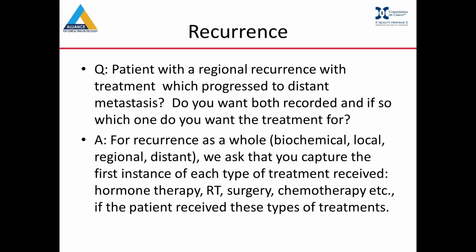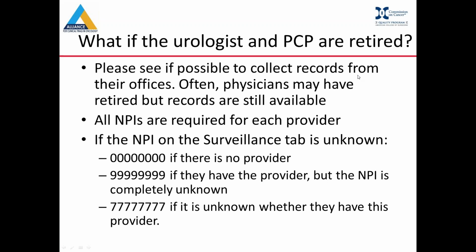So you are required to submit 12 patients that are eligible. So 12 total patients per site. There's another question on the NPI. If you cannot find the NPI on a physician or it's unknown, then we ask you to enter the 0s, 9s, and 7s option that is stated here.